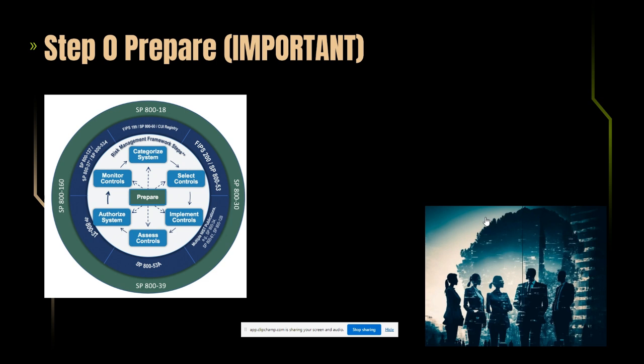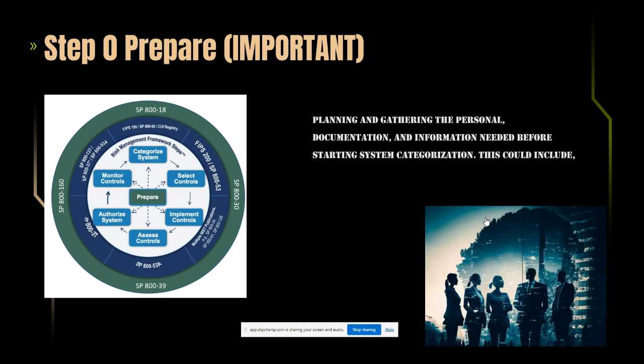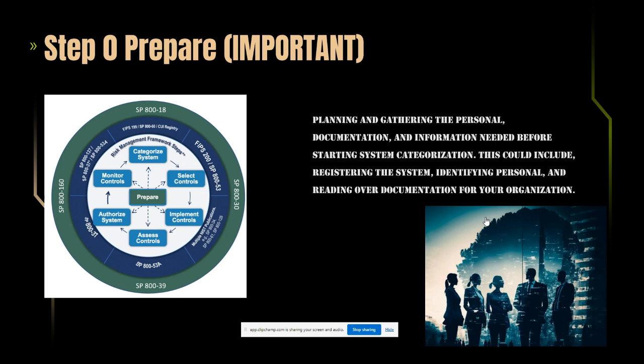Now, the first step, and while it's not called out in that diagram, is going to be step 0, prepare. It is actually in the middle of the diagram, but you don't see a number next to it. But this is a very important step. Okay, I'll go ahead and run through some of the information for this. So planning and gathering the personnel, documentation, and information needed before starting system categorization. This includes registering the system, identifying personnel, and reading over documentation for your organization.